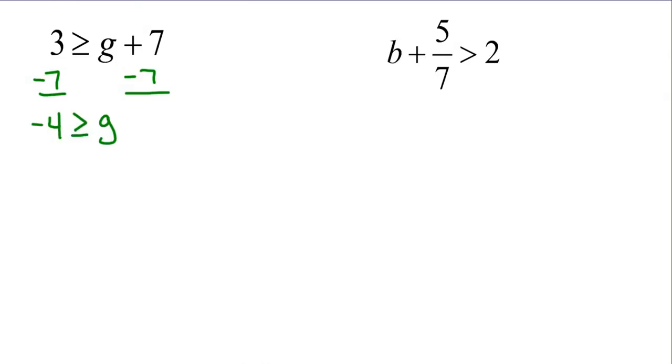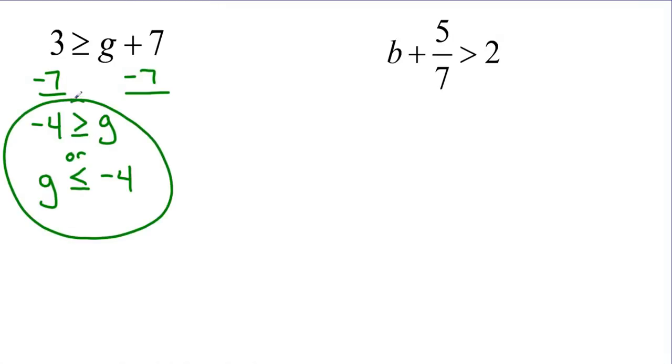sorry, I missed my sign. Make sure you don't do that. Include that sign. Now, sometimes inequalities written this way with the variable on the right-hand side get a little bit confusing for students. So what we can do is turn this around, but make sure you flip that inequality symbol around. These mean the same thing. Negative 4 is greater than or equal to g, or g is less than or equal to negative 4. They mean the same thing. So you can write your solution either way here.